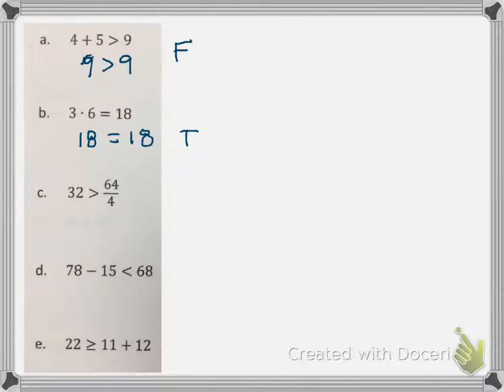The next one, 32 is greater than 64 divided by 4. Well, 64 divided by 4 is 16. So this should say 32 is greater than 16, and that's a false statement. Even if I read it in the other direction, it's still false. 16 is less than 32.